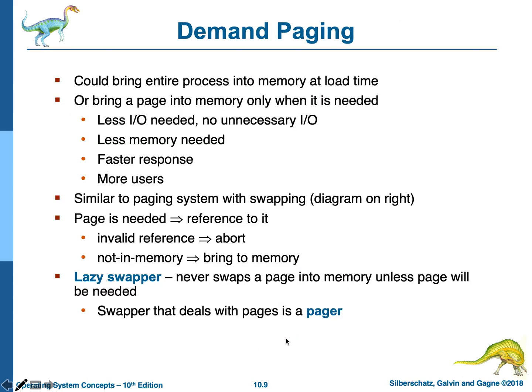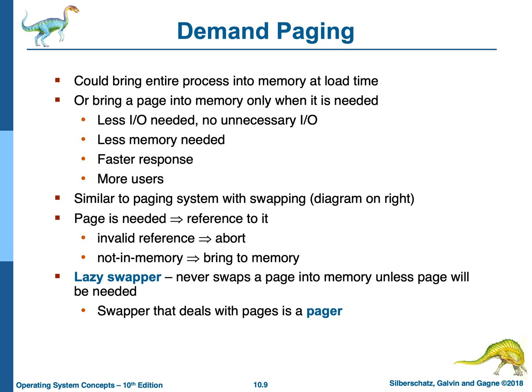Demand paging is actually a lazy swapper, a lazy page loader. Previously we were bringing the entire process into memory at load time, but now we will only load the pages which are required. Bring a page into memory only when it is needed. So this is demand paging.